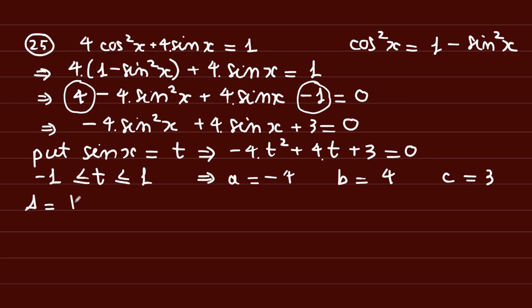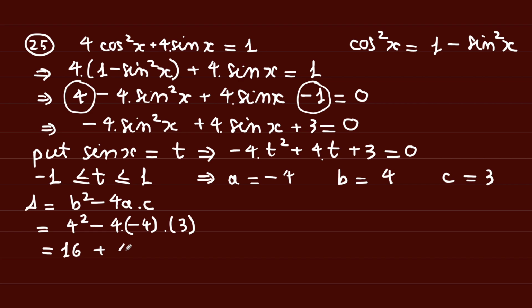About the discriminant, b squared minus 4ac. b squared means 4 squared minus 4, about a is minus 4 and about c is 3. This is 16, and this one is 16 multiplied by 3. You got 48, plus 48 because you got two minus signs multiplied together. And the result will be 64.